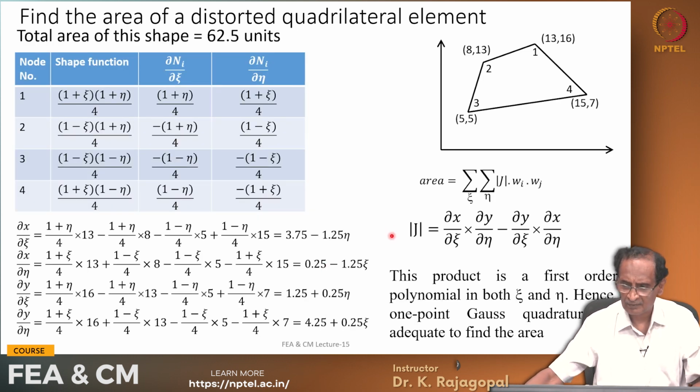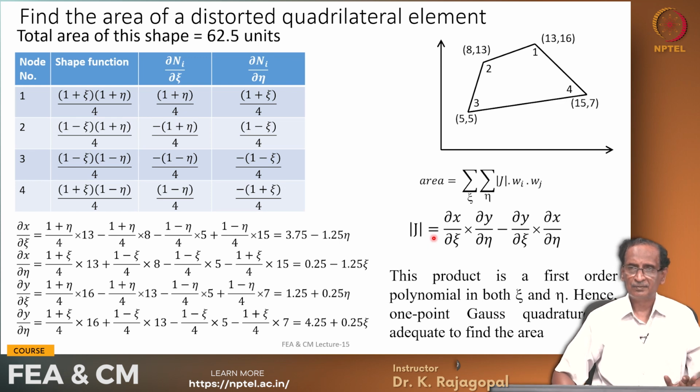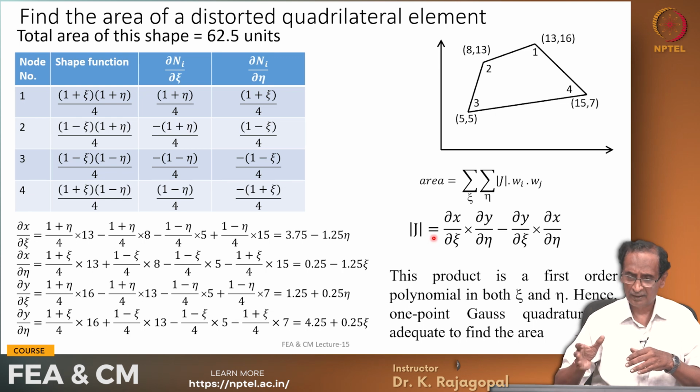And actually here how many integration points do we require? So our ∂x/∂ξ is only η, that's a first order polynomial, and ∂y/∂η is also a first order polynomial, because it's 4.25 plus 0.25ξ and so on. Okay. So, this product, the determinant of the Jacobian matrix, is a first order polynomial. So, that means that if you use one point integration, you should get the exact result.